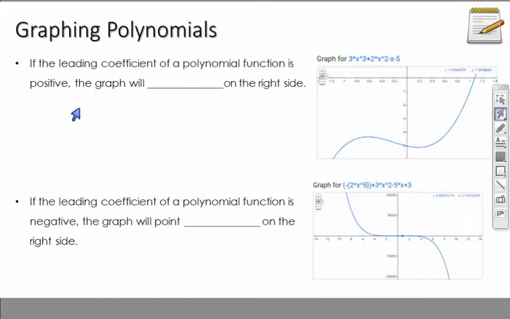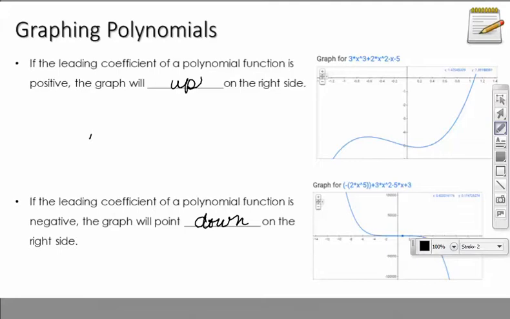Now, if the leading coefficient of a polynomial function is positive, the graph will go up. And if the leading coefficient of a polynomial function is negative, the graph will point down on the right side.